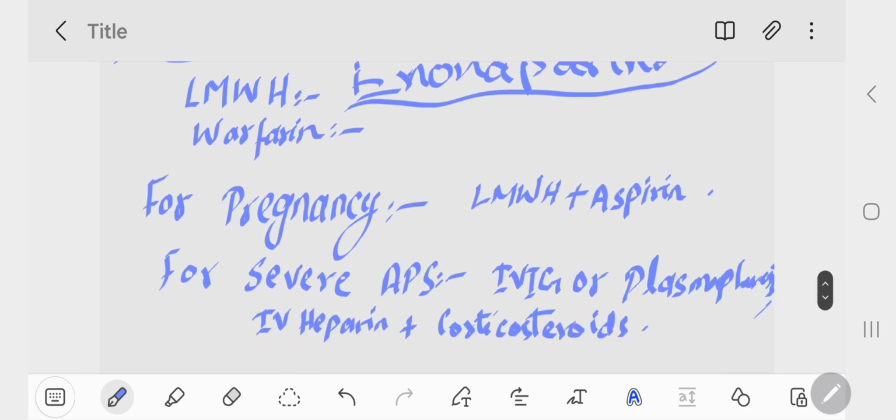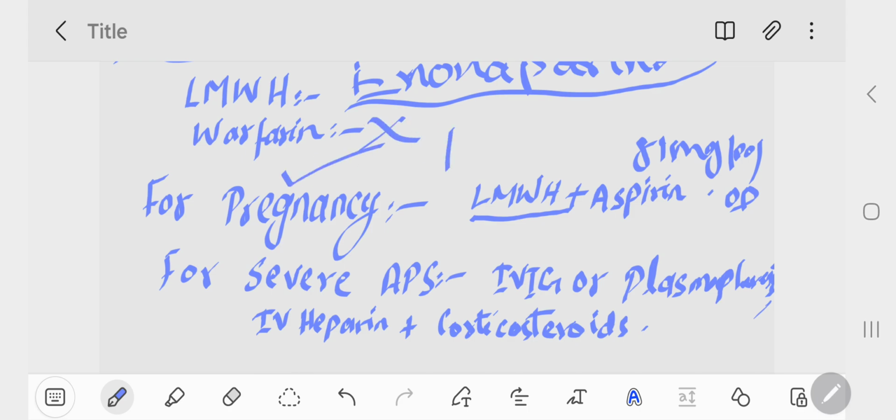For pregnancy, we use low molecular weight heparin plus aspirin. Aspirin is given orally once a day. And as warfarin is contraindicated in pregnancy, it can't be used.